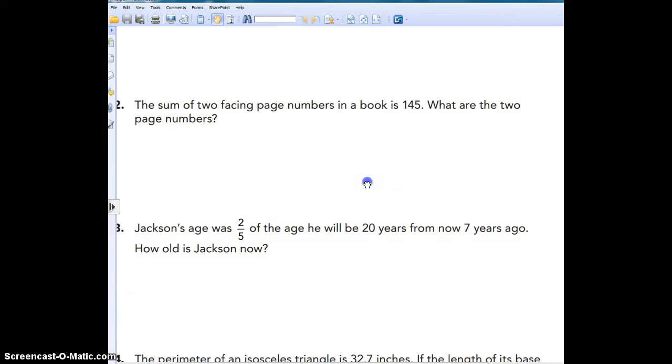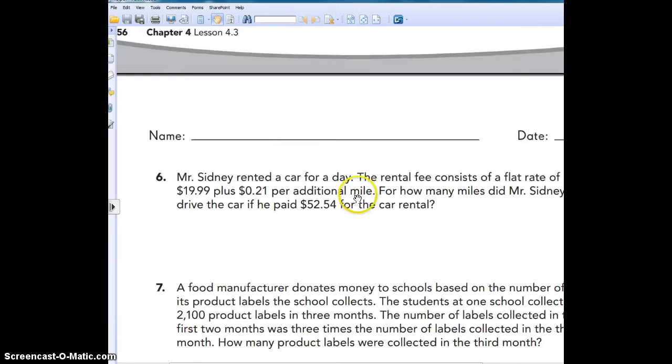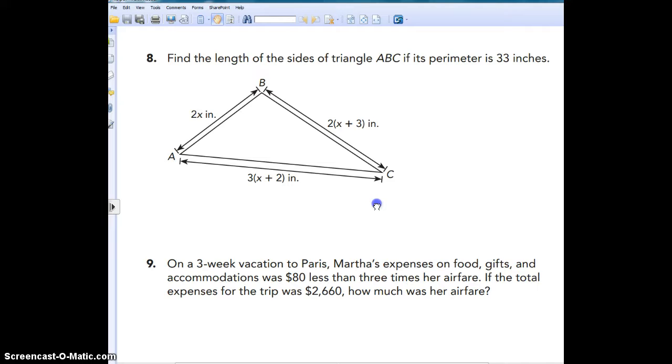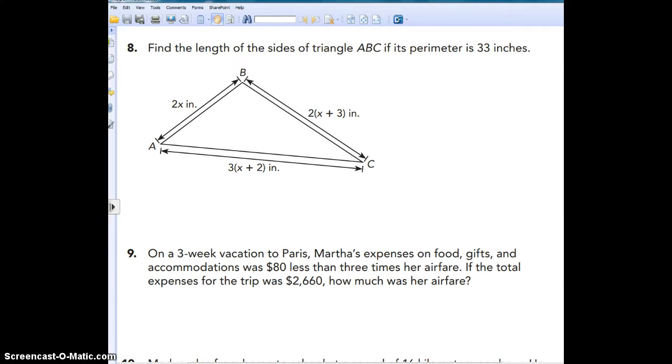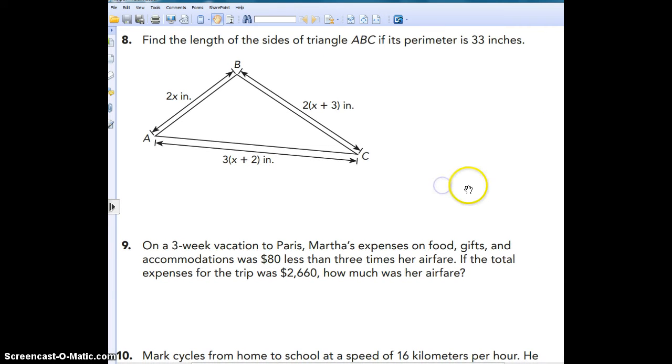Okay, let's take a look at one that's a little bit different. Here's one. This looks more like something you would see in a geometry class, but often you use a lot of algebra in geometry. So let's look at this. It's very simple. It says find the length of the sides of the triangle ABC if its perimeter is 33 inches. Well, first things first, you have to know the vocabulary here. Perimeter means when I add all the sides together. So just with that information, I'm going to build an expression that represents the perimeter.